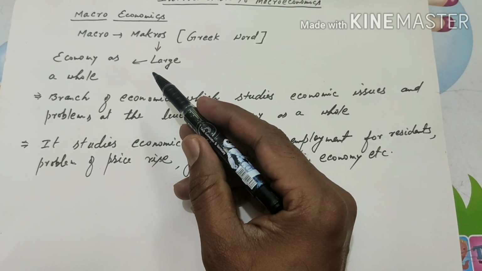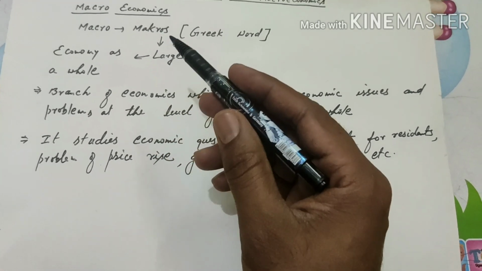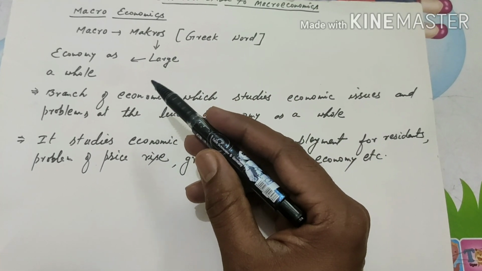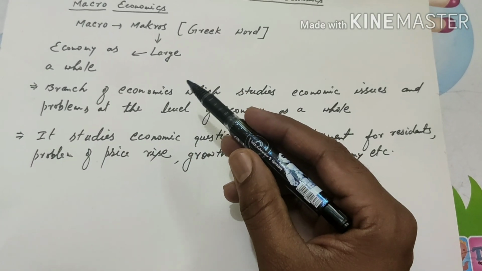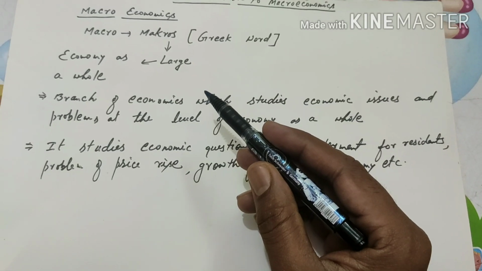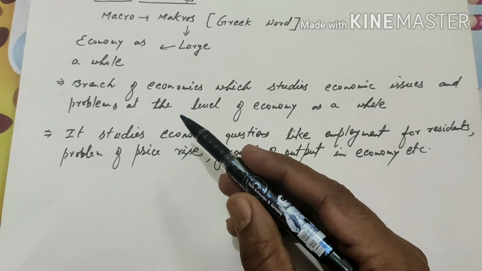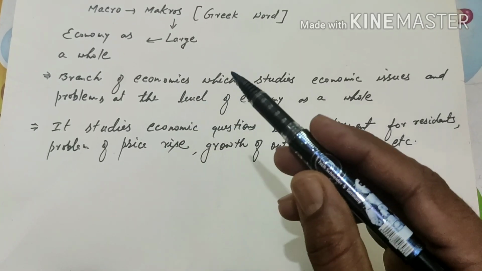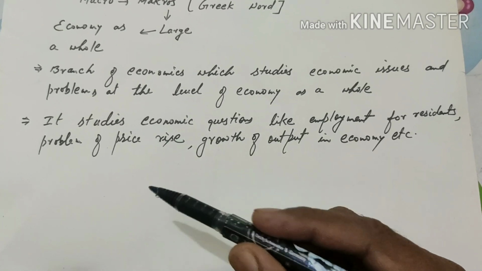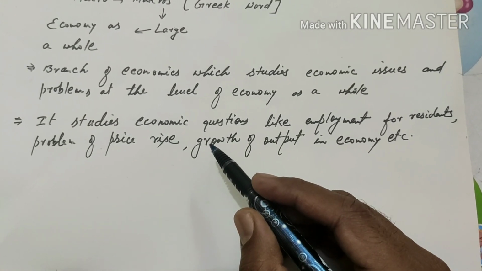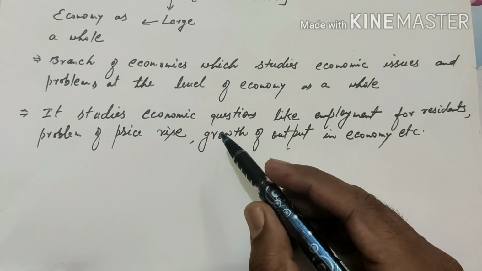So in macroeconomics, we will study the economy as a whole. Here we will talk about the economy as a whole, not the individual, while in microeconomics we were talking about the individual unit. For example, a firm, a single user, single buyer, single producer, a single product. But now we will talk about the whole economy where all goods and services take place.